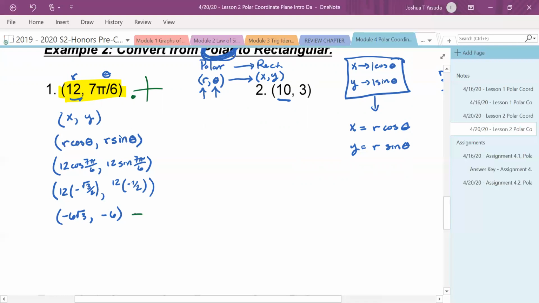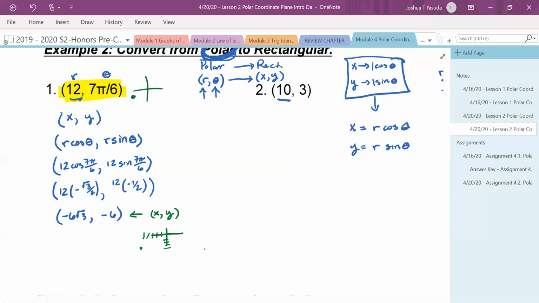Well, remember, this is xy, right? This is now in rectangular. So how would you graph -6√3, -6? What would you have done? You would have gone, okay, I've got to count over, then I've got to count down. So there it is, right? It would have been in quadrant 3 as well.